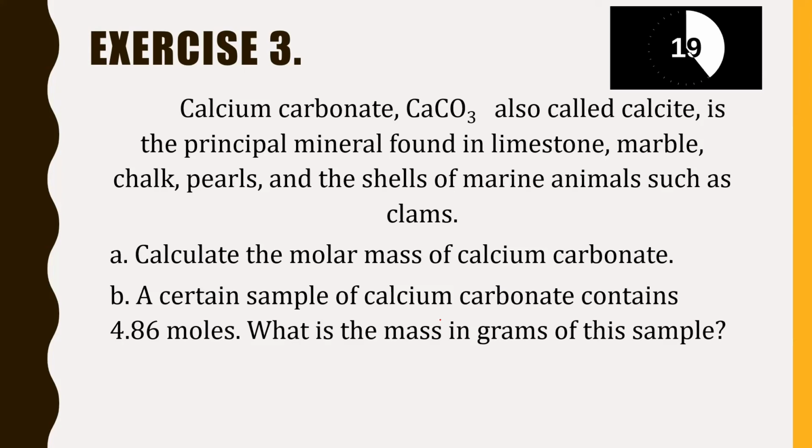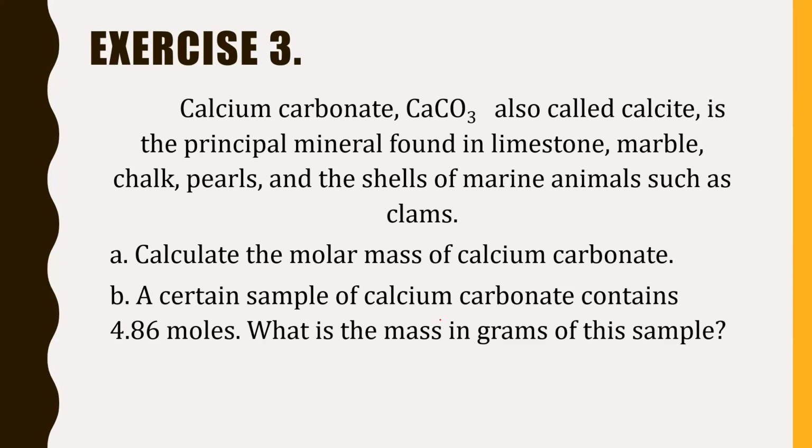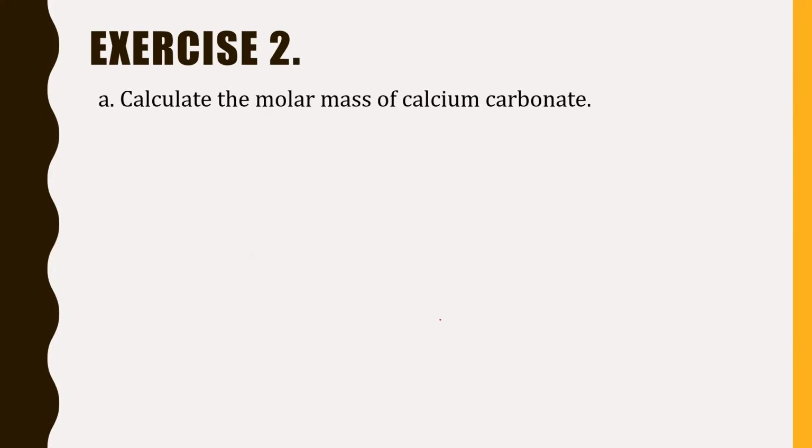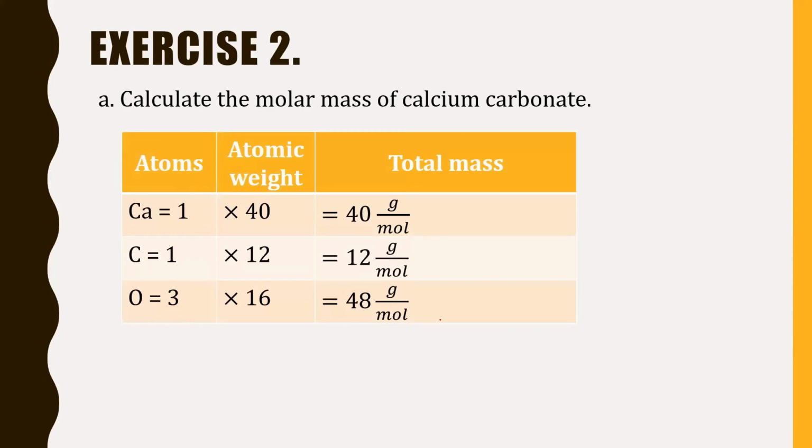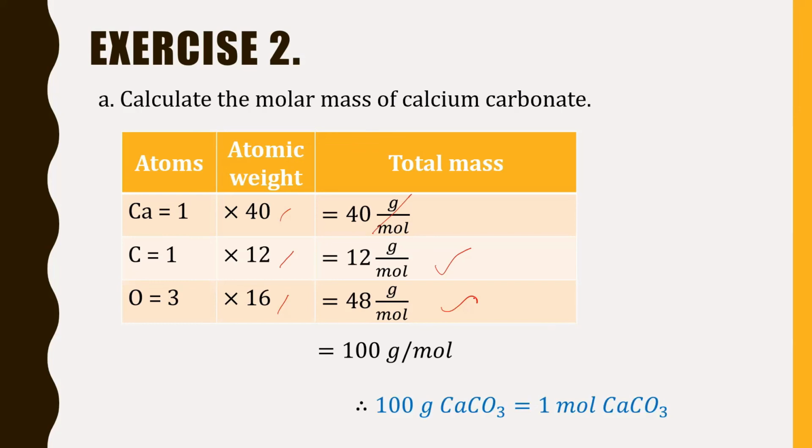Okay, let's answer letter A. Molar mass of calcium carbonate. Kagaya ng ginawa natin in the previous example. For calcium carbonate, we have calcium, carbon, oxygen, 1, 1, 3 respectively for the number of atoms. The atomic weights, 40 for calcium, 12 for carbon, 16 for oxygen. Multiply it with the number of atoms. So for calcium, 40, carbon 12, and oxygen 48. Tama? Get the sum. So we have 100 grams per mole. Yan. Now ready na tayo for letter B.